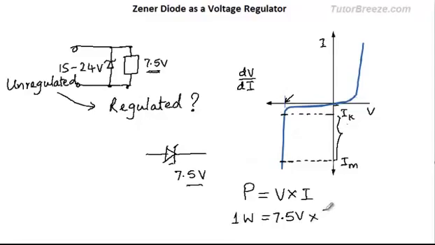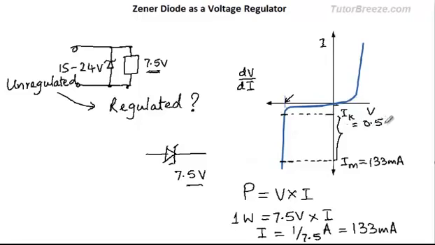In that case, the maximum current which can flow through this diode is 1 over 7.5, and that will be in amperes, and if I write it in milliamperes, this will work out to be 133 milliamperes. So the maximum current which can flow through this particular diode would be 133 milliamperes, and generally the knee current is mentioned in the specifications of the diode. For instance, I could have this diode which has a knee current of about 0.5 milliampere.